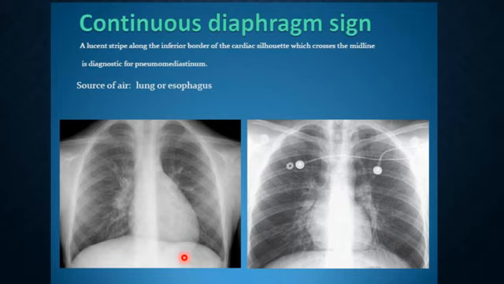But if you focus really hard, you can see the diaphragm is continuous. You can see it from the far right to the far left, continuous. This indicates there's something wrong here. There is pneumomediastinum. Another example, you can see here, it's a continuous diaphragm. You should not see this appearance, okay?